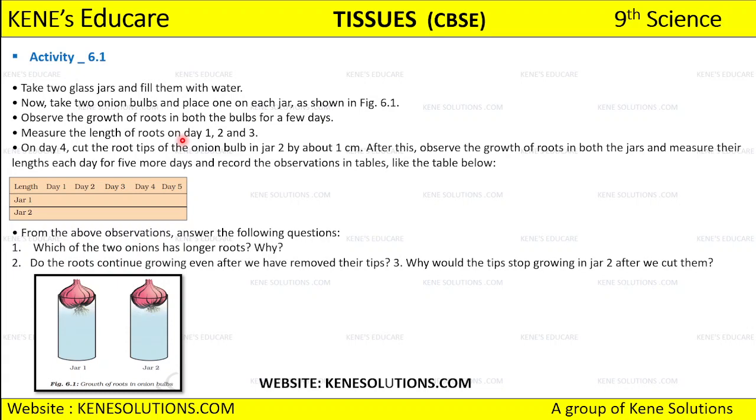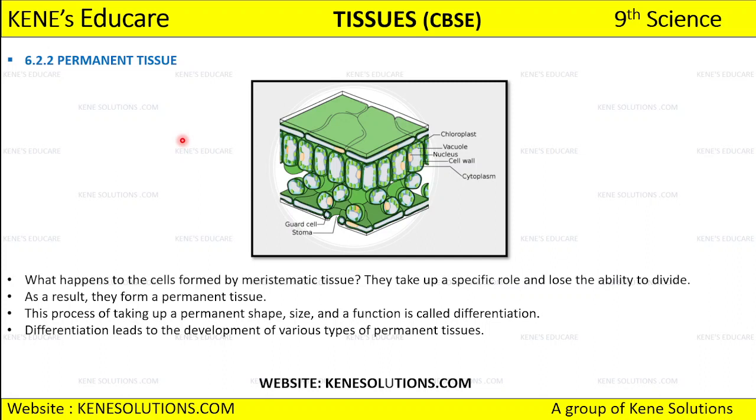And when you compare it with jar 1, it is going to show the growth because apical meristem is present in that jar 1. Okay, so this was all about the meristematic tissue. Do remember the three types of meristematic tissue based on the location. We have apical meristematic tissue, we have intercalary meristematic tissue, and lastly we have, you can say, lateral meristematic tissue.